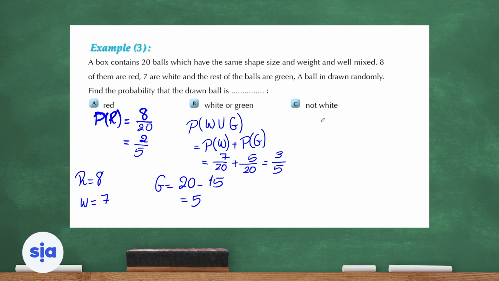Question C, not white. This means he's asking for the probability of the complement of white. So it's 1 minus the probability of white, which is 1 minus 7/20. So it's equal to 13/20.